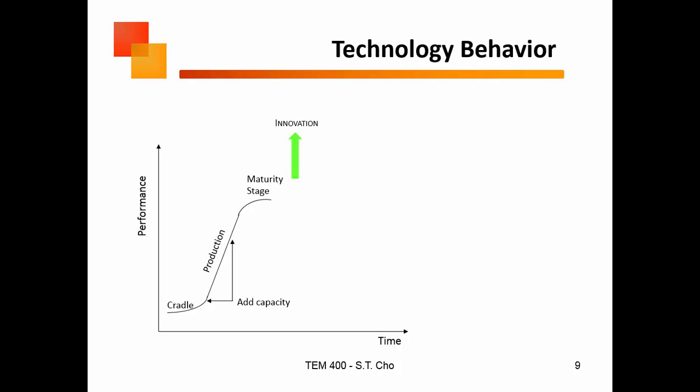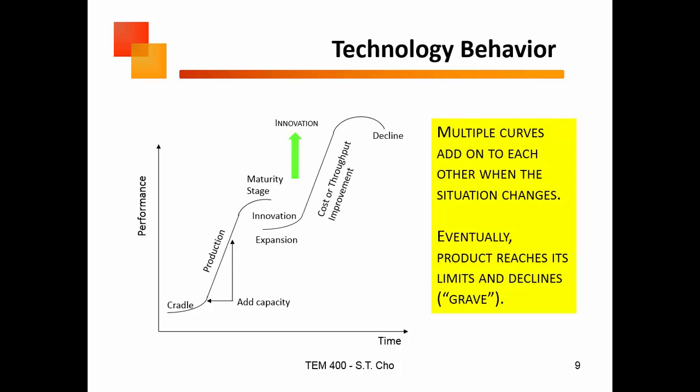Now what happens in technology is, yes, when we're in the production phase and growing, we add capacity. But how do we get out of being trapped in the maturity phase? It's innovation. So now you create a whole new S-curve, and you can have multiple S-curves. And this is what happens to the companies that last 100 years. They make changes, they adapt, and they keep growing.